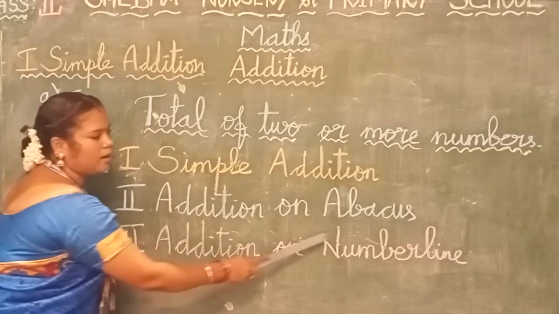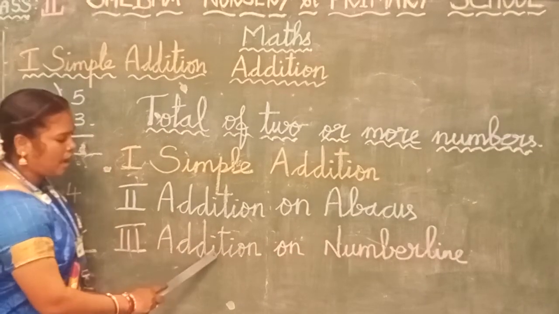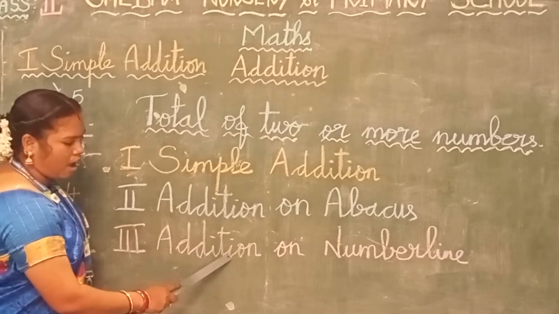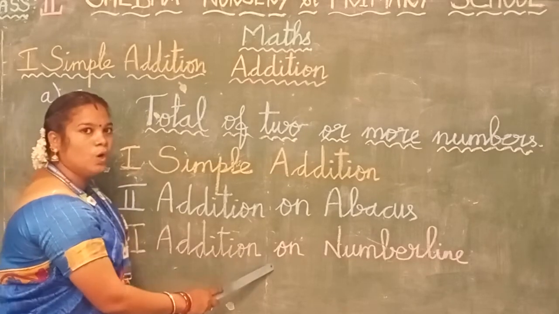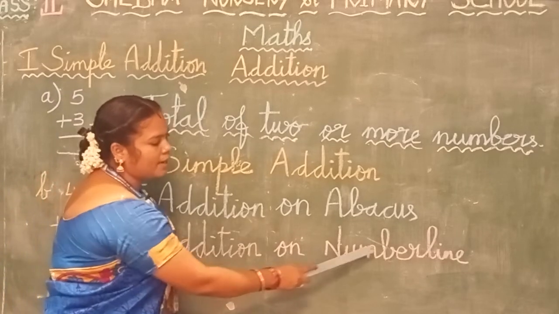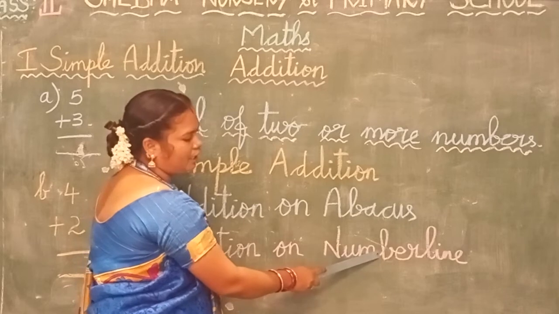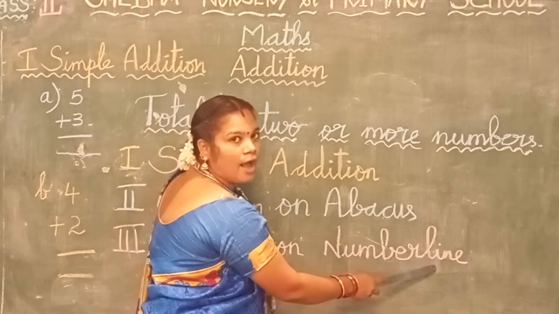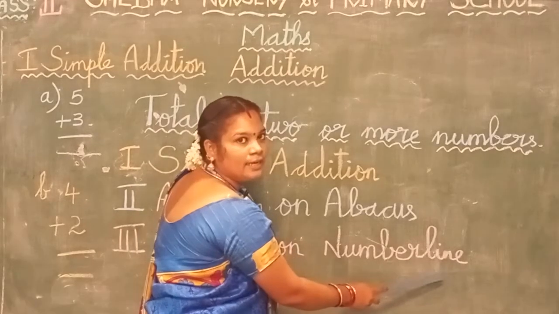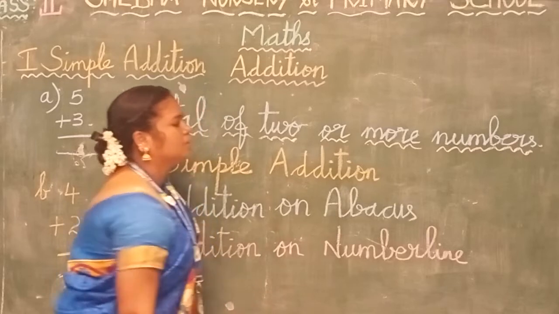Addition on number line. A, D, D, I, T, I, O, N. Addition. On. Number line. N, U, M, B, E, R. Number. L, I, N, E. Line. Number line. Addition on number line.